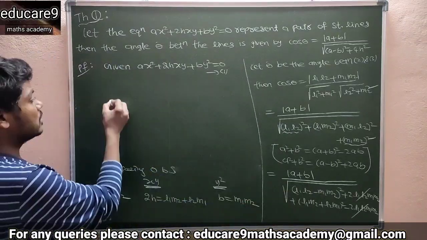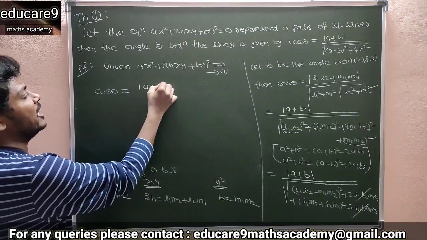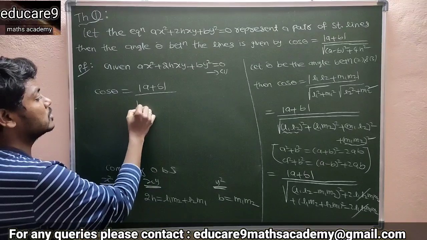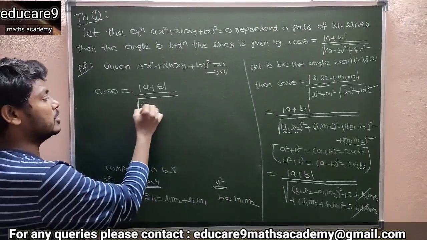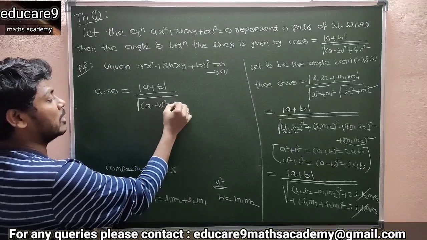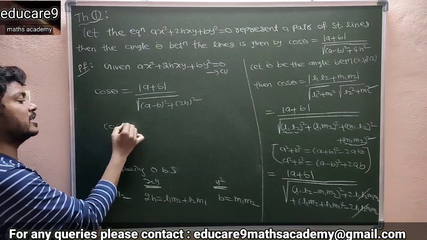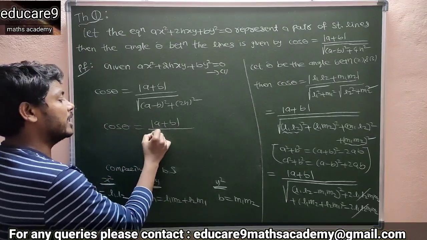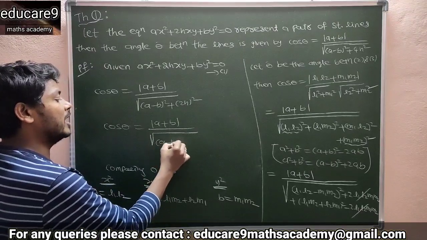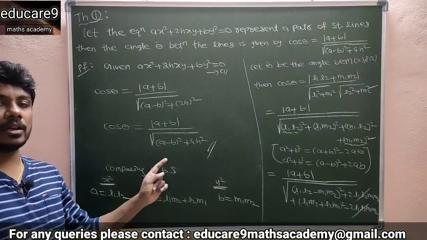Okay. So therefore, cos theta is equal to modulus of A plus B by square root of, see here, L1 L2 is A, so (A minus B) whole square plus (2h) whole square. So therefore, cos theta is modulus of A plus B by square root of (A minus B) whole square plus 4h square. So this is the required answer.